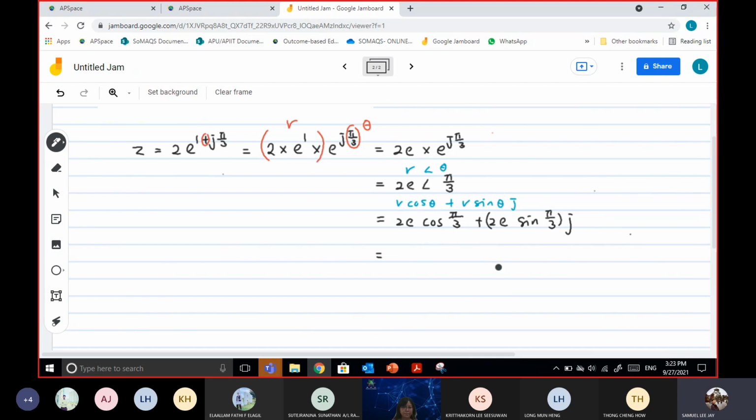Miss, do you just want 2e or do you want 2e times cos pi over 3? Oh, sorry. 2e times cos pi over 3. 2.718. Okay, correct. Then you proceed to find the imaginary part. 4.708. Okay.